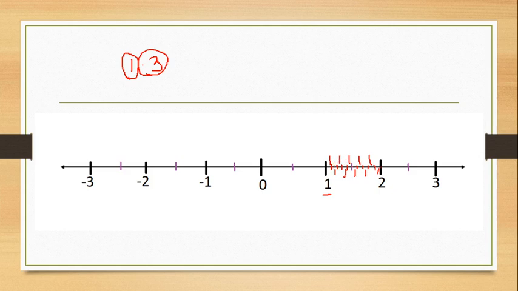Now students, we have to find out where 1.3 lies on a number line. So first basically we are considering 1. I'll take another color. This is 1.1, 1.2 and 1.3. So this is 1.3. Okay, 1.3. Let's discuss another point.